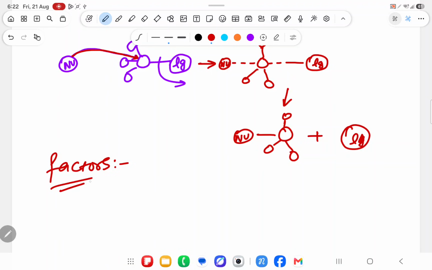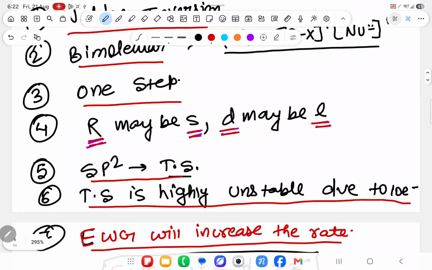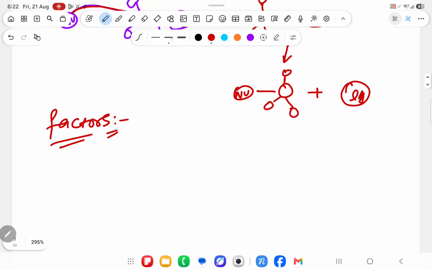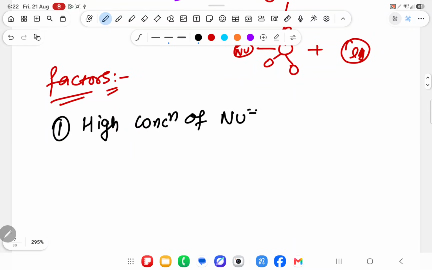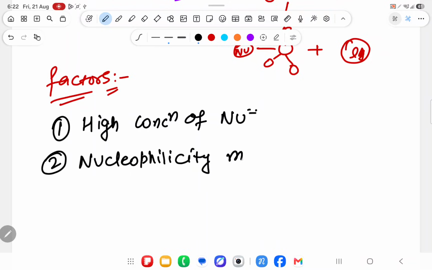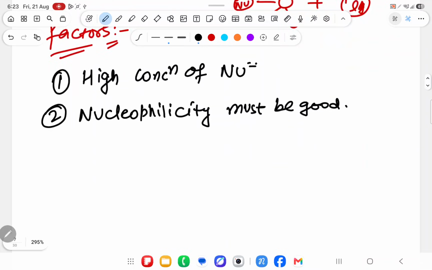Factors. Here I have written the important points, what is happening inside it. Over here, on which factors will SN2 depend? So first it depends upon high concentration of nucleophile. The more the concentration of the nucleophile, the faster it will attack. Second one, those who want to attack very fast, their nucleophilicity must be good. Nucleophilicity must be good.